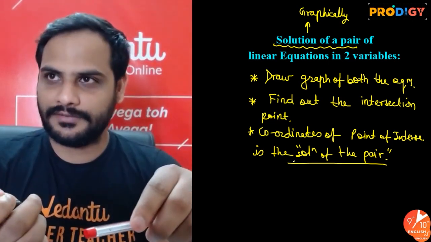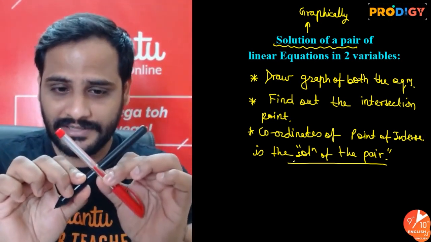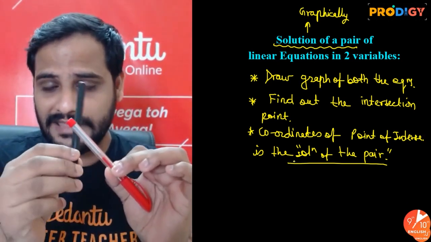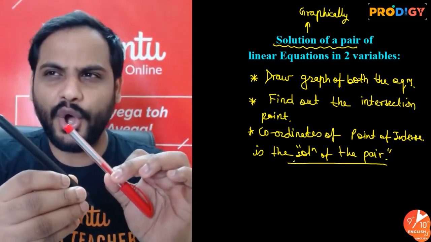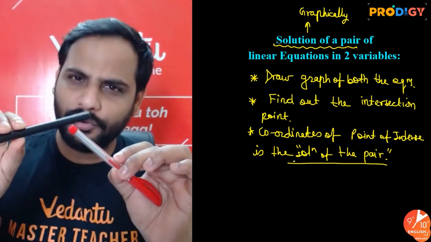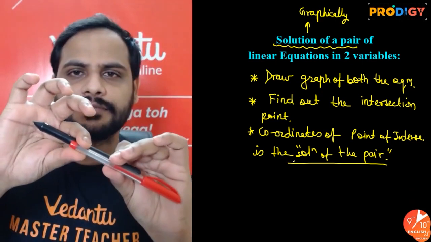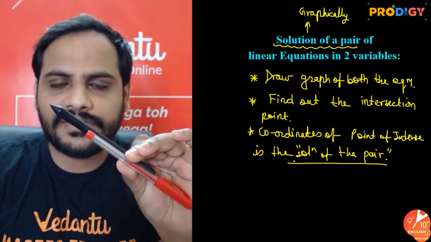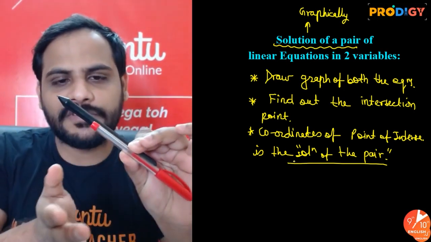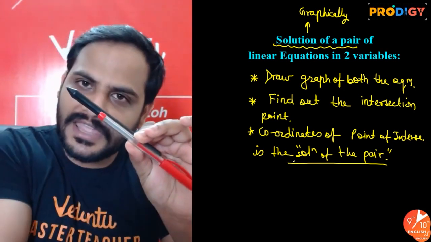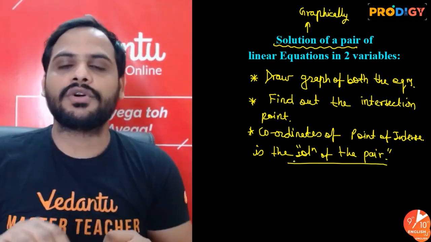So there is one more case. Not always are the lines going to be intersecting lines; sometimes the lines can be parallel as well. Or, sir, there is one more case. What if the lines are on top of each other? Both the lines are on top of each other, or both the lines are represented by the same points. That can also happen. So there are a total of three possibilities.